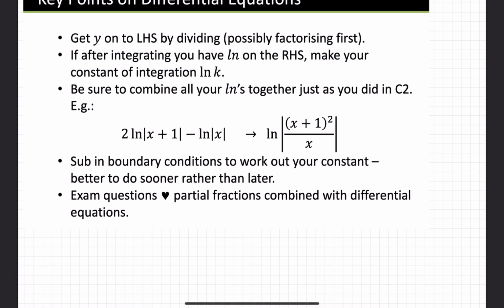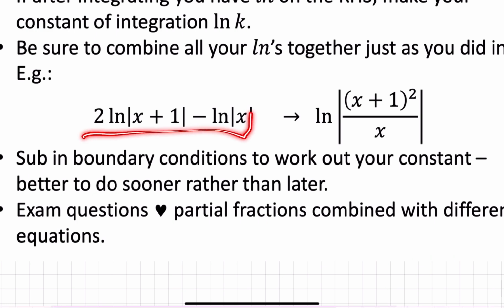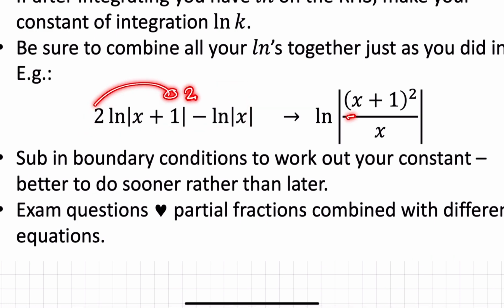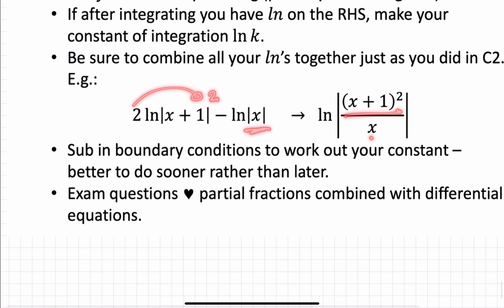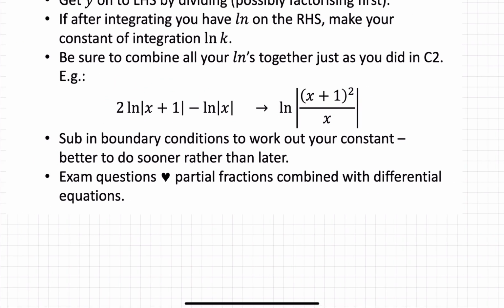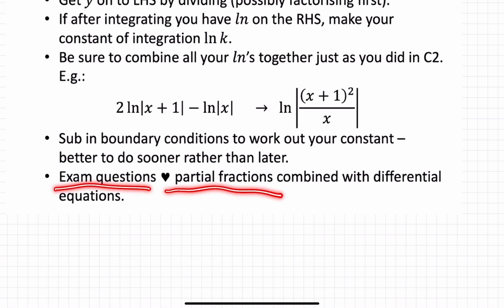If after integrating you have natural log on the right hand side, make your constant of integration a natural log. Okay, cool. Combine all the natural logs together, so we can see here if that's what you've got. Combine them all together, so make that squared and then divide it by x. Fantastic. Sub in the boundary conditions to work out the constant. Better to do that sooner rather than later. And exam questions love partial fractions combined with differential equations.